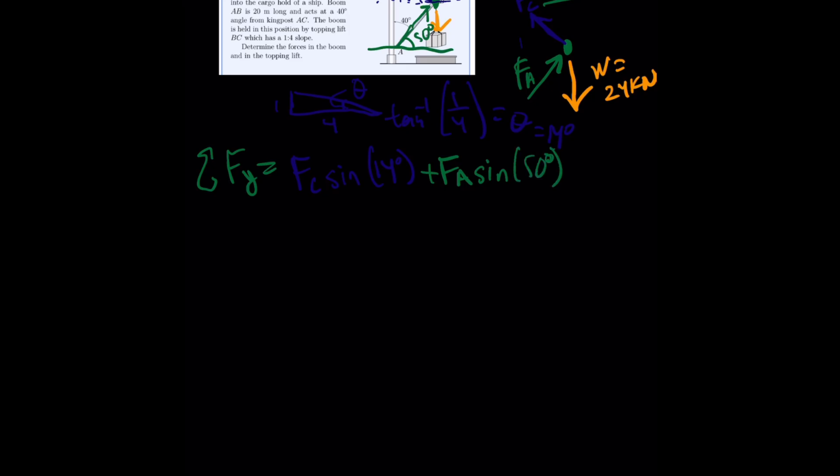And then we have to include the force, the weight of the cargo, which is minus. Again, I'm putting minus because we know that the force of gravity goes down, and our convention is that positive is up. If we go down, then it's negative. So that's why our weight is negative in this case: minus 24 kilonewtons.